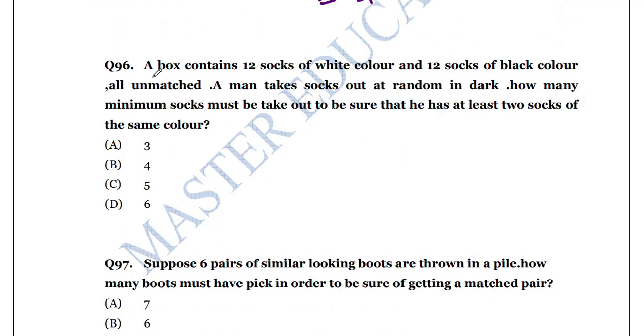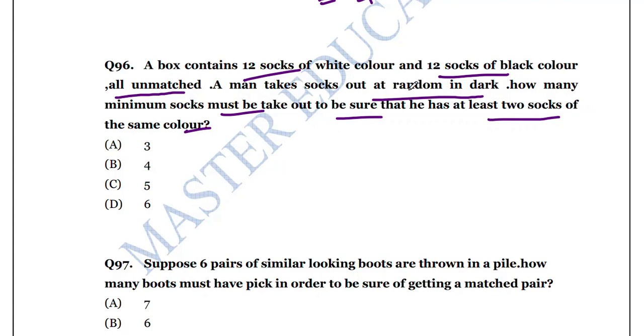And the next question is, a box contains 12 socks of white color and 12 socks of black color, all unmatched. A man takes socks out at random in the dark. How many minimum socks must be taken out to be sure that there are at least 2 socks of the same color? Okay, so there are 12 white socks and 12 black socks.